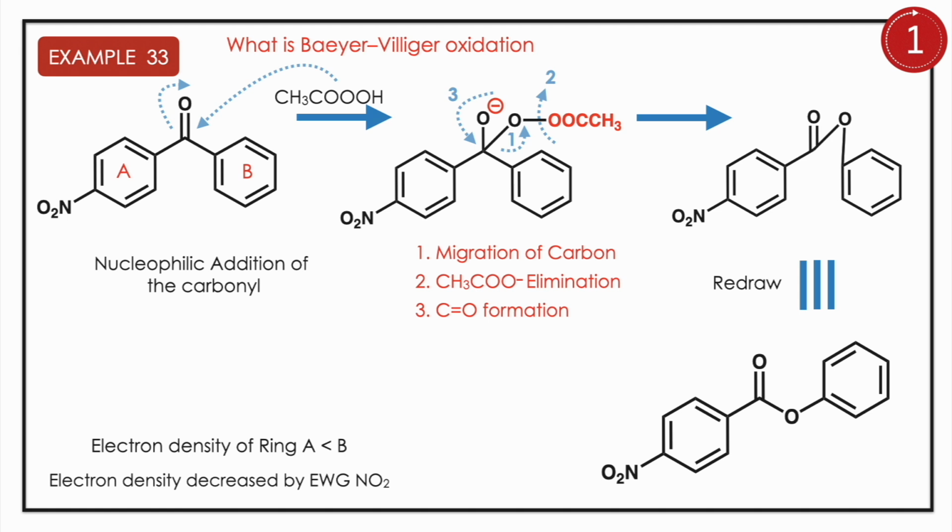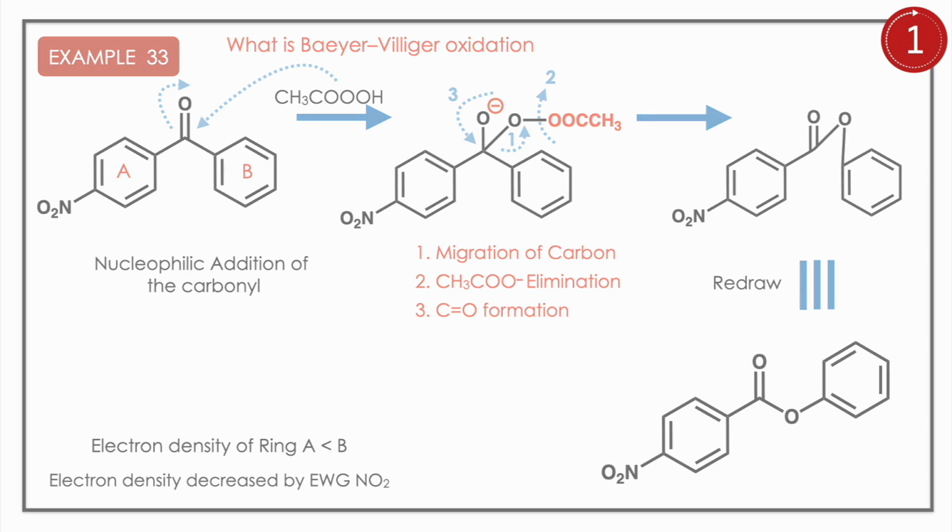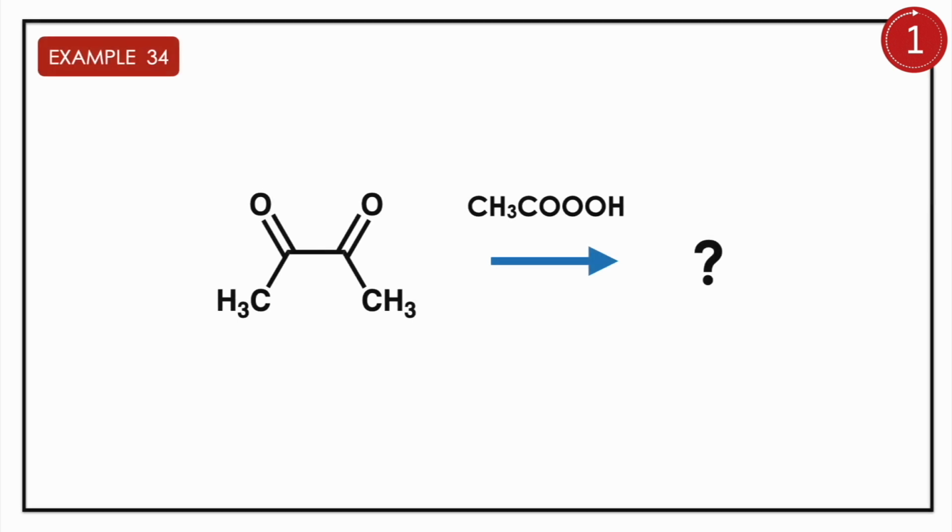The migration leads to the carbonyl formation as well as CH3COO minus elimination. Here it is shown as the concerted mechanism. All three steps happen simultaneously: migration of carbon, which is the first one, then CH3COO minus is the second one, then carbonyl formation. If you read it nicely, you can clearly see oxygen inserted into the phenyl ring. The concept you have to learn here is, in phenyl systems, the electron richer ring migrates.